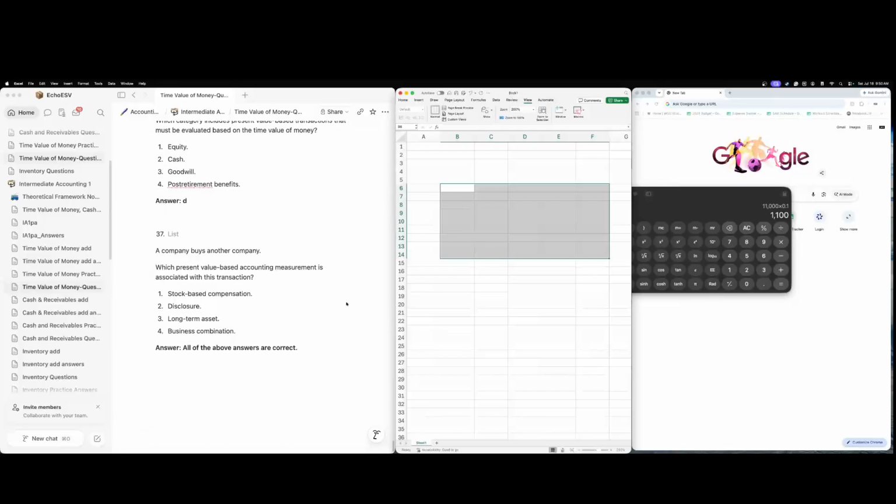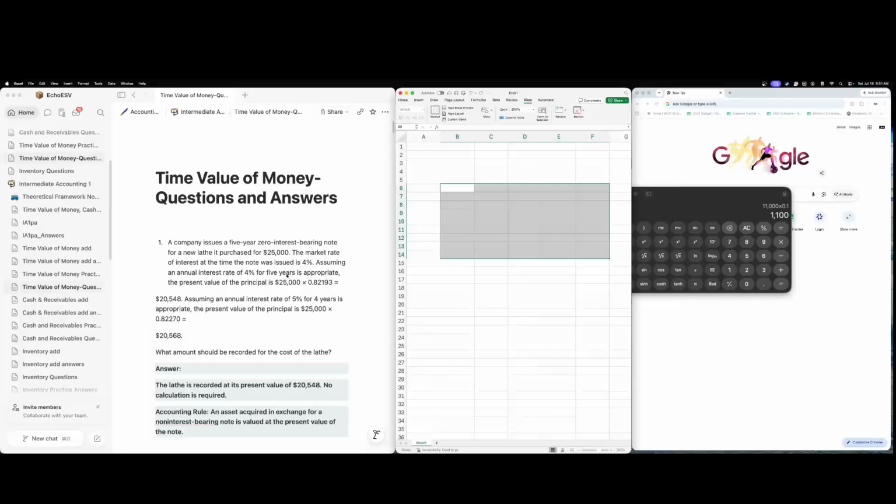A company buys another company. Which present value accounting measure is associated with this transaction? Stock-based compensation, disclosure, long-term asset. That's for sure, long-term asset. I would say it's long-term asset, but apparently all of those answers are correct. So that's pretty much the gist of time value of money.